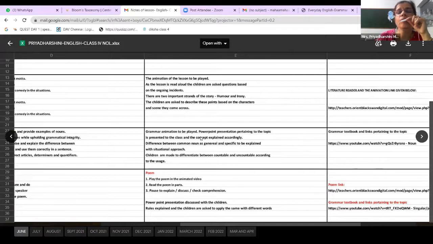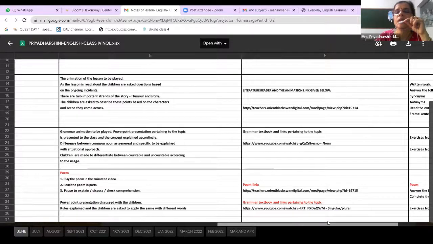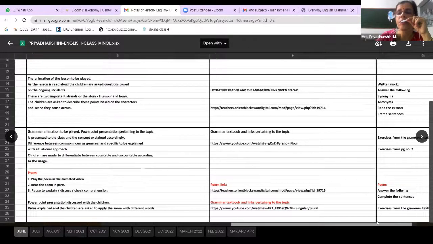Then grammar animation to be played, PowerPoint presentations we can show, and you can also focus on the difference between common nouns and proper nouns, even using newspapers to identify them. Even from the Gulmohar reader, you can ask them to identify the proper nouns, common nouns, countable, uncountable, whatever they come across. Then the grammar textbook and links pertaining to the topic are given here as an aid. You can use flashcards and charts for grammar topics. Okay, that is more effective.